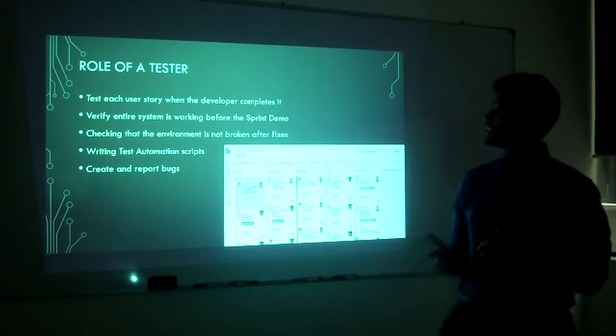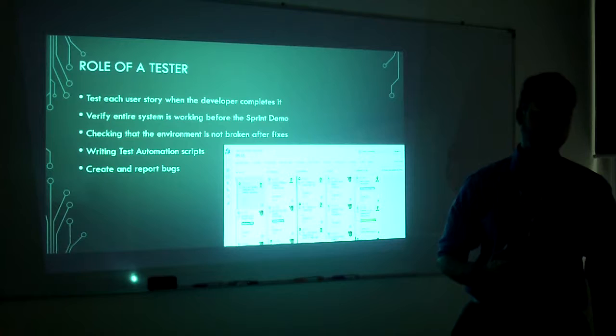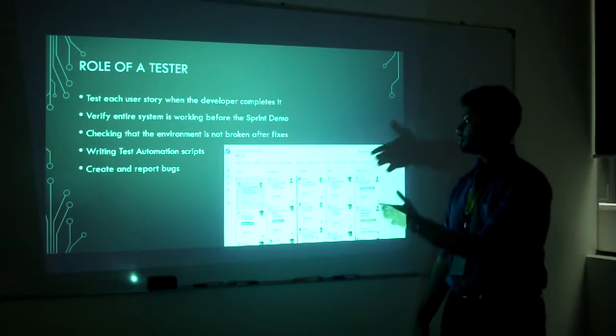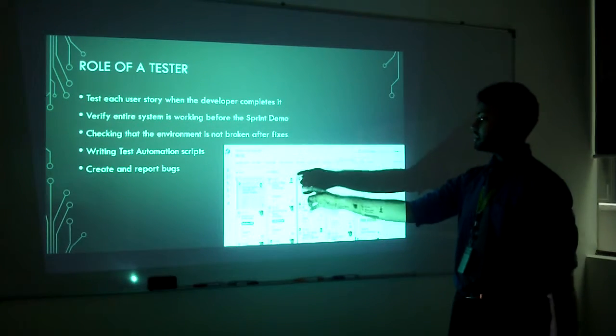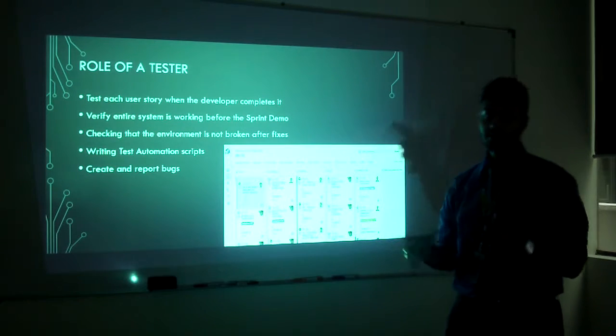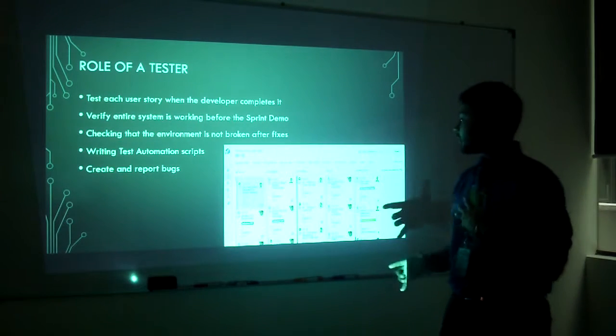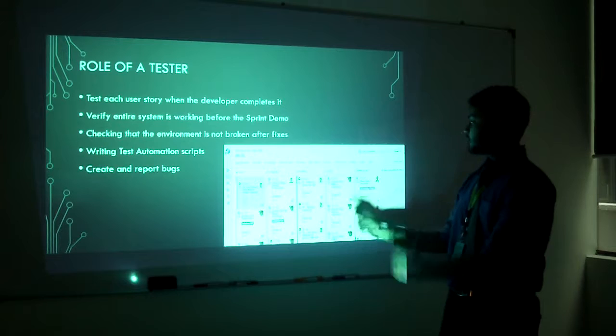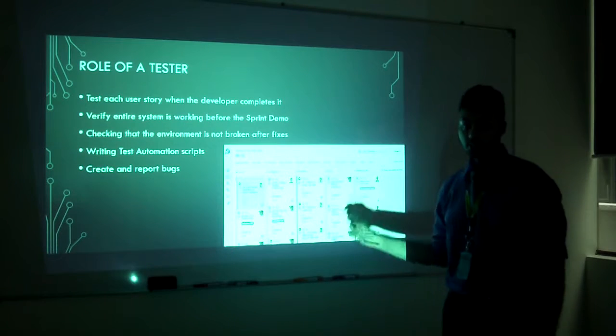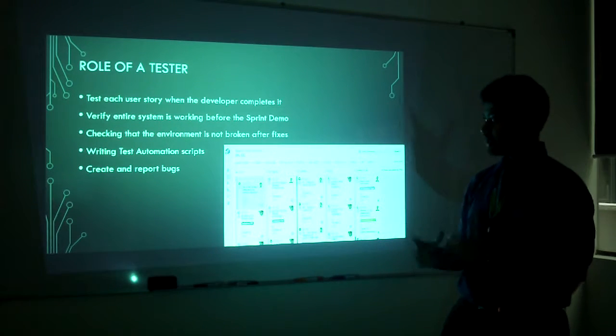Firstly, we test each user story the moment developers complete their task. Like you can see here, this is known as a Jira bot. So when the ticket is in progress, this means that the developers are currently working on it. My task as a tester is the moment the ticket reaches the QA column, this is when I have to test.